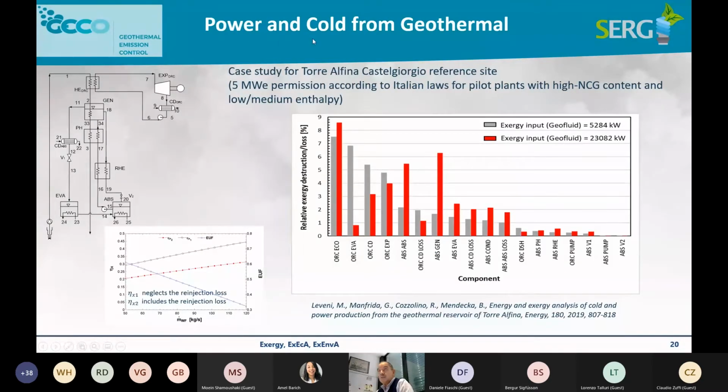And another possibility which is interesting in geothermal is the combined production of power and cold, because remember that Exergy can consider outputs as well as electricity, heat, and also cold. In this case, we were doing a study for Torre Alfina, which is a typical location, low to medium temperature in Italy with liquid resource, and we were considering an ORC cycle followed by an absorption power cycle. And you can decide what is better, to go to more electricity or more cold production.